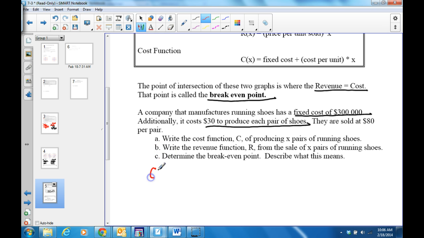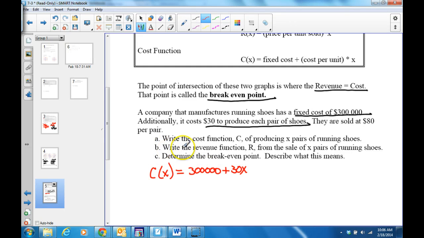Yep, that goes into our cost. So C of X equals 300,000 plus 30X, because it's $30 per pair of shoes. Okay, that's our cost function.